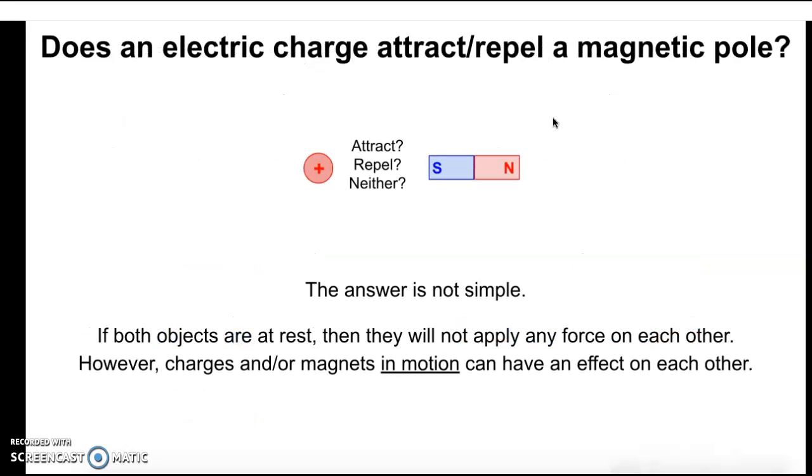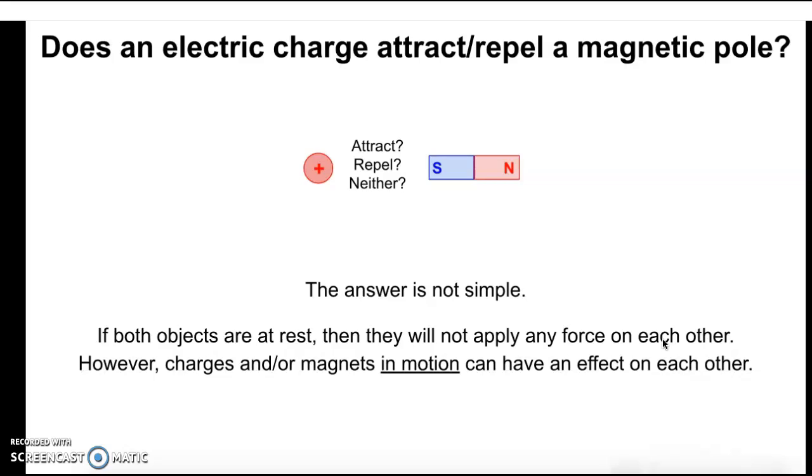Okay, so you may ask, well, what if you take one of the one and another of the other? So if you take one electric charge, I just took a positive charge as an example, and you put it next to a magnetic pole. So if we put a positive electric charge next to a south magnetic pole, we hold them at rest, and then we let go, what are they going to do? Are they going to attract, or are they going to repel, or neither? So the answer to the question I just said out loud is nothing, okay? If both objects are at rest, then they will not apply any force on each other.